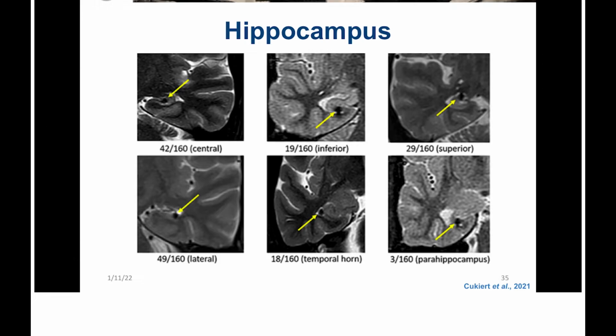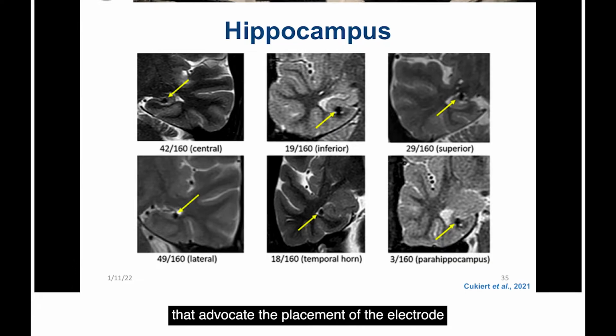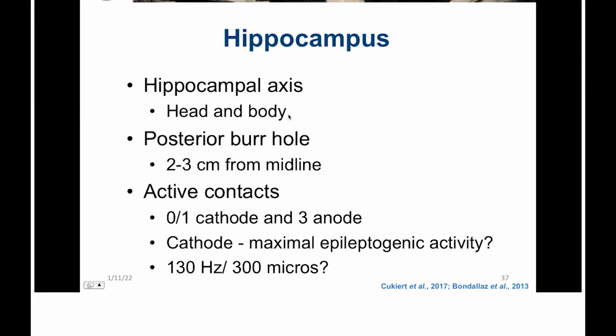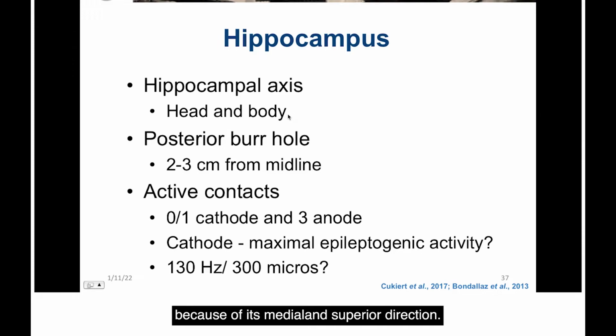However, there are other groups that advocate the placement of the electrode in the cubicle. So the electrode has to be placed in the head and the body of the hippocampus. The tail is more difficult to target because of its medial and superior direction.